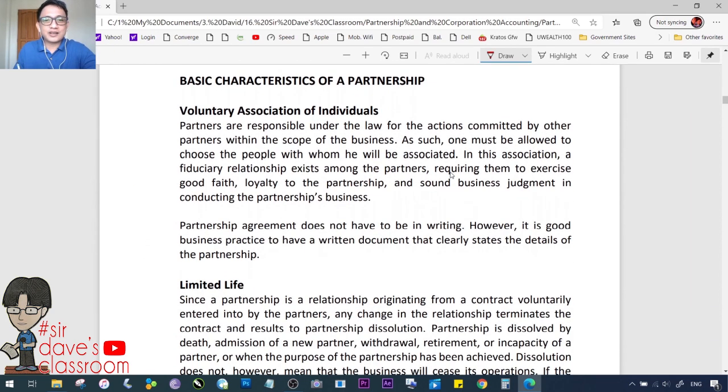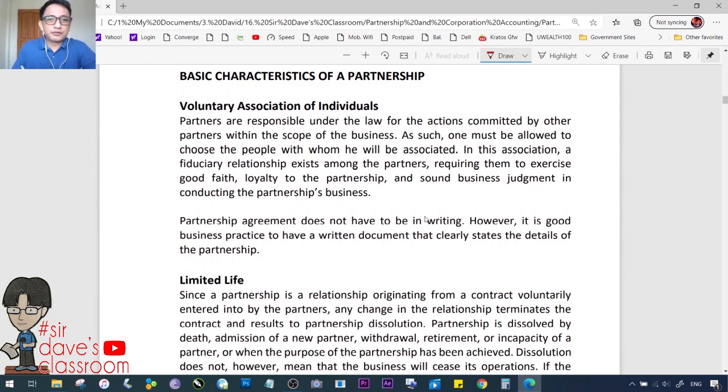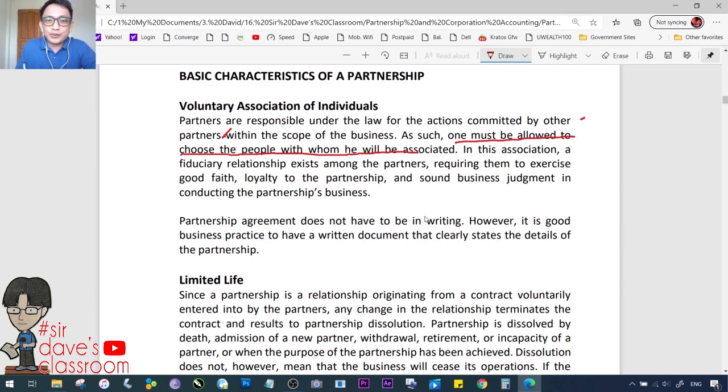Eto na tayo. Basic characteristics of a partnership. First, voluntary association of individuals. Partners are responsible under the law for the actions committed by other partners. Ayan, napakahalaga nun. Within the scope of the business. As such, one must be allowed to choose the people with whom he will be associated. O, dyan pa lang, pag inaalala mo yung case to remember natin kanina, medyo nagkakaroon ka na ng idea. Okay? In this association, a fiduciary relationship exists among the partners, requiring them to exercise good faith, loyalty to the partnership, and sound business judgment in conducting the partnership's business.